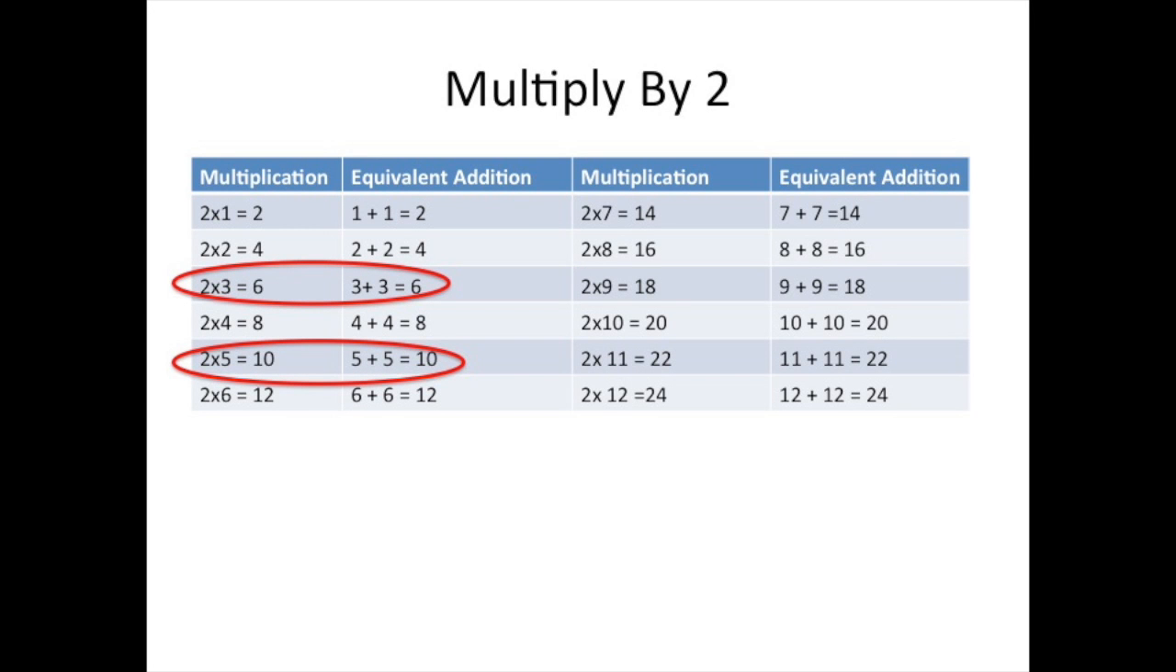Moving on to number 2. Now, when you multiply by 2, you are doubling a number. Another way to do this is to add the number with itself. So, for example, 2 times 3 equals 6. The equivalent to this would be 3 plus 3 equals 6. And for 2 times 5 equals 10, the equivalent would be 5 plus 5 equals 10, and so on.